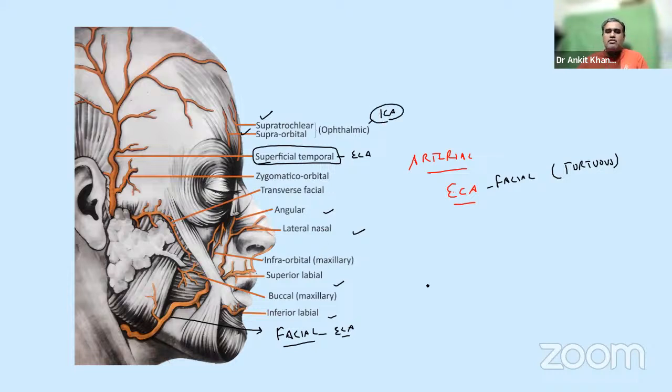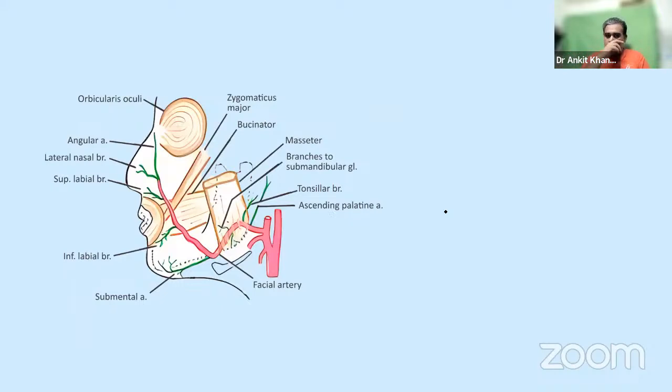Okay, remember this: the facial artery is a tortuous artery. Why? Because when you close and open the mouth while eating anything, this artery should not be stretched. So it is made tortuous. Then let us see another similar image.